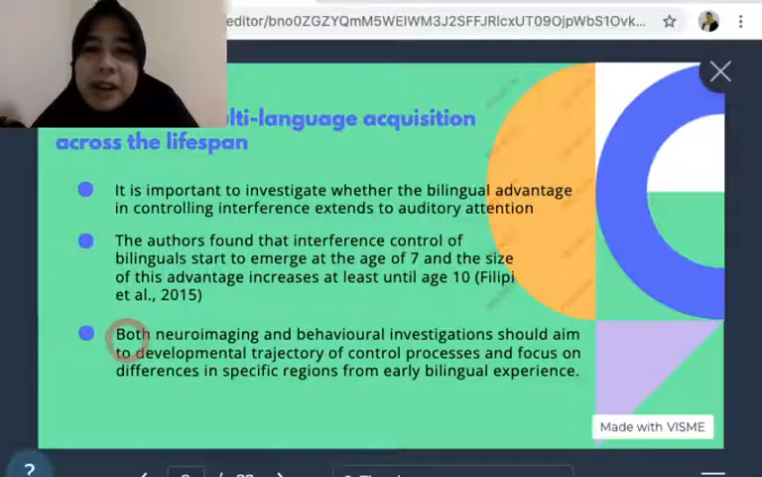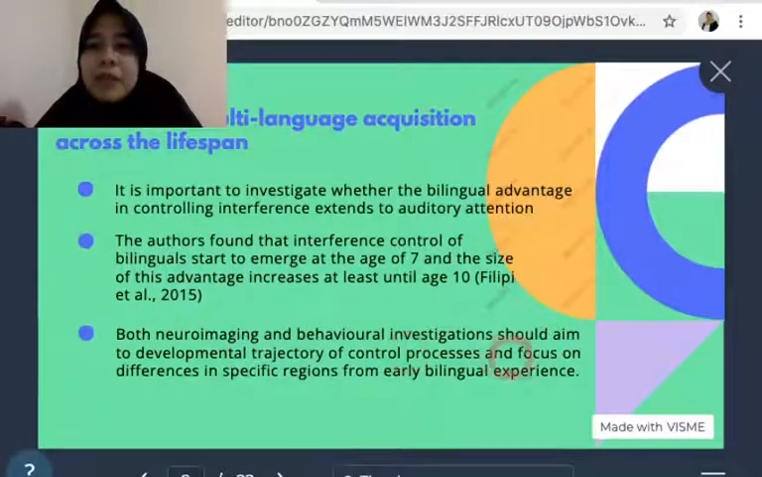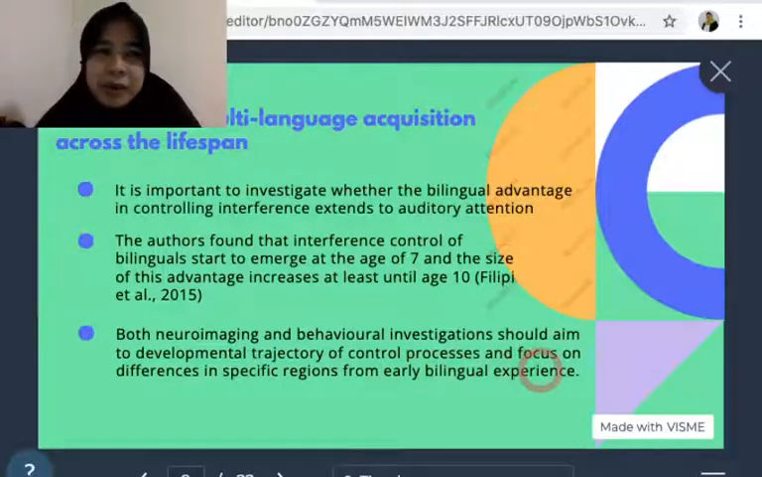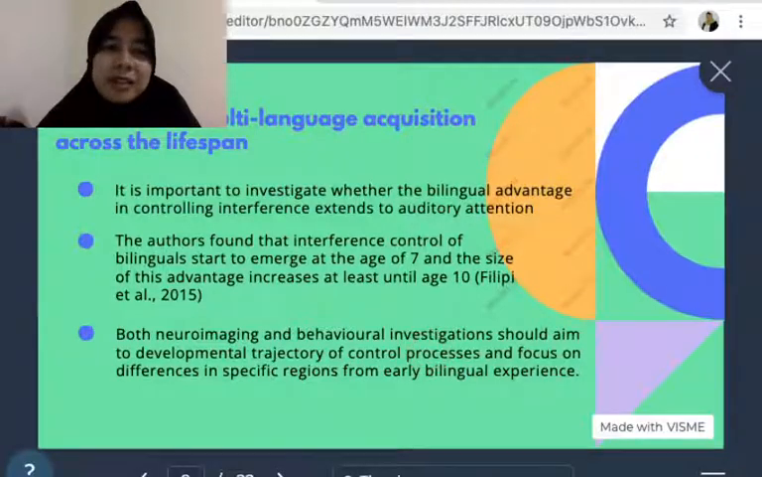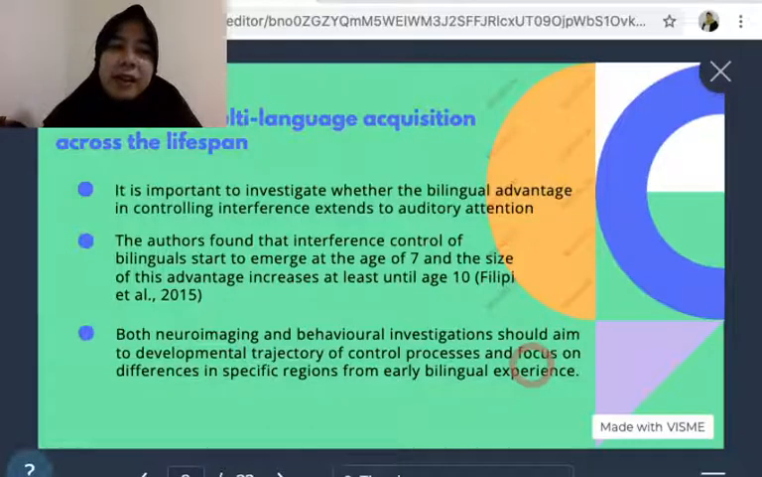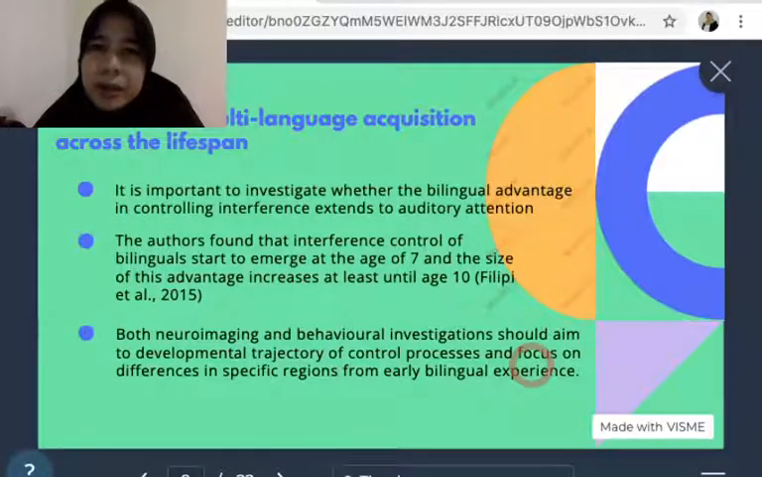Next, both neuroimaging and behavioral investigation should aim at the developmental trajectory of control processes and focus on differences in specific regions from early bilingual experience. The authors claim that even though bilingual research focuses on performance tasks, we also have to analyze bilingual experience. We have to ask or interview the participants about their experience of being bilingual in their living situation.